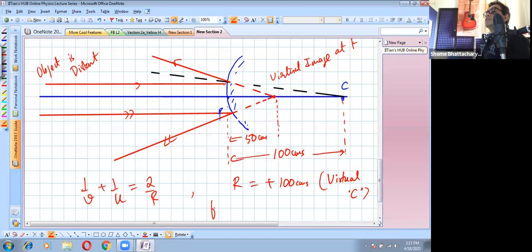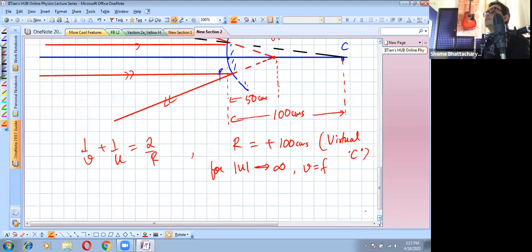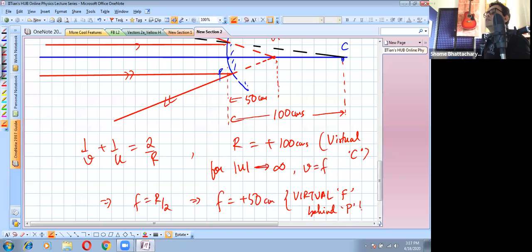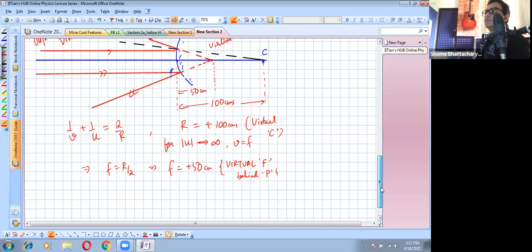And when I substitute u as minus infinity, or mod u as infinity, the value of v I will get by definition is the focal length. So again, doing that in the formula here, you can see you'll get focal length as R by 2. In this case, that means the focal length is plus 50 centimeters. So it is, as we said, a virtual focal point behind the pole. So I'll just leave you for a moment with the diagram, but it's pretty self-explanatory and pretty simple. Okay.